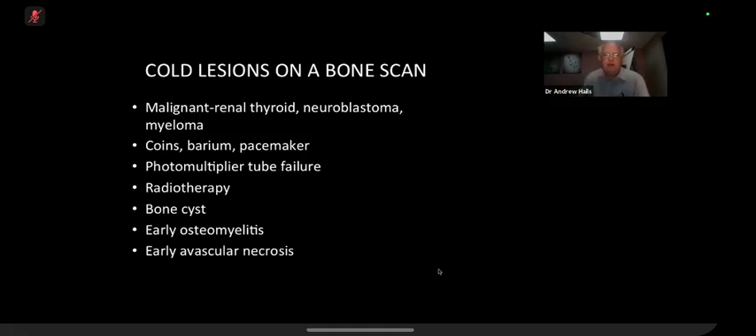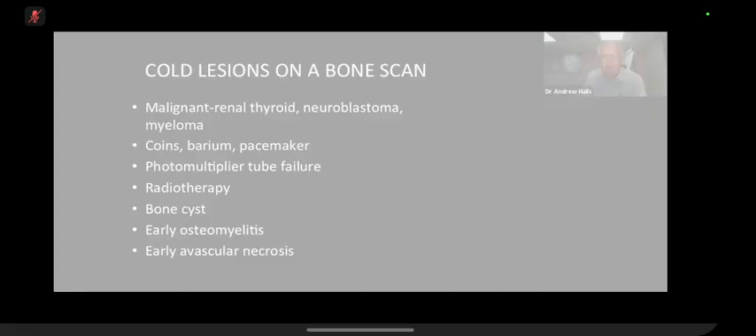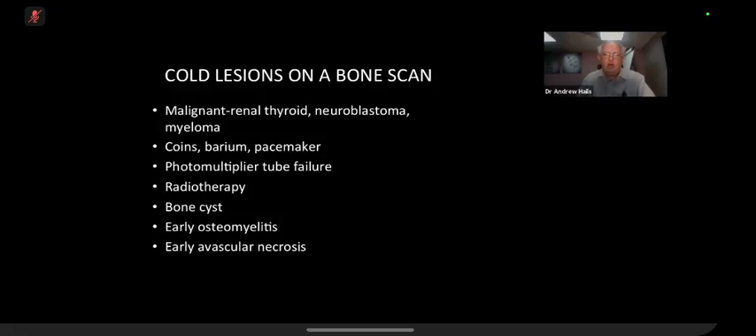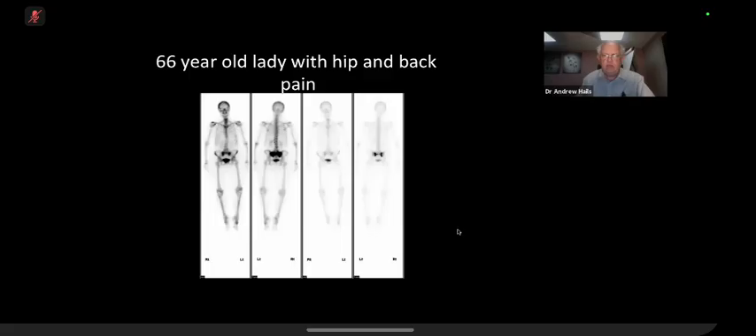So I've got something keep popping up. Cold lesions on the bone scan can be quite a problem. They're much harder to see. Obviously, you said objects in the pockets and so on. Photomultiplier tube failure, which will tend to produce a sort of circular defect. Radiotherapies we had earlier on. Bone cysts. But malignancies, where you get a lytic area like renal, thyroid, these may also show as cold lesions. Yeah, so these are the cold lesions on a bone scan.